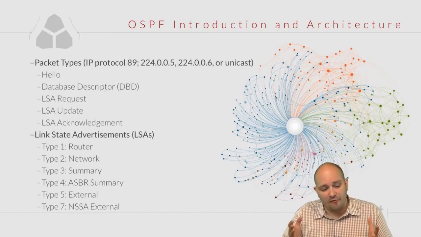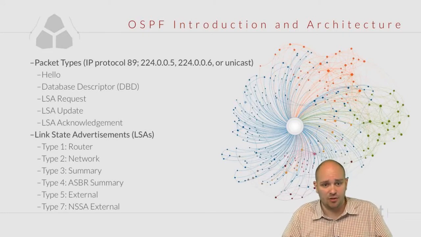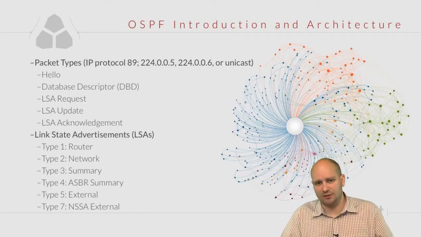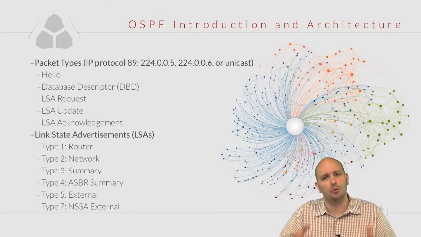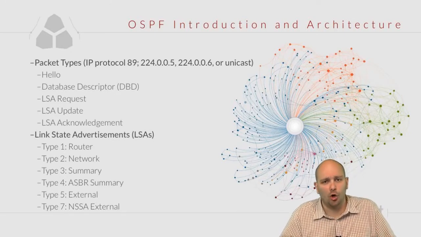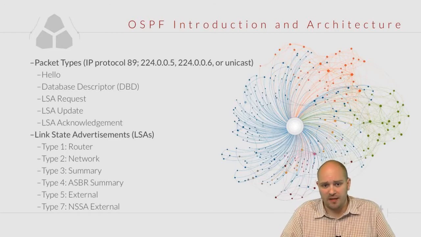OSPF has 5 different packet types. There is hello, and the database descriptors, which are used to exchange information about the contents of the database, not the actual contents of the database, but information about what's in the database. Think of it as a table of contents or menu of the OSPF database.